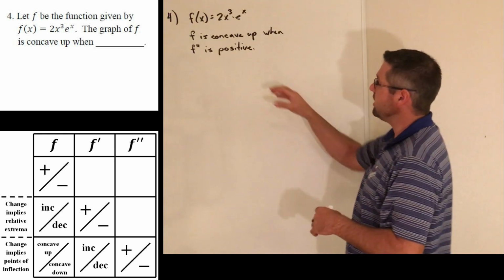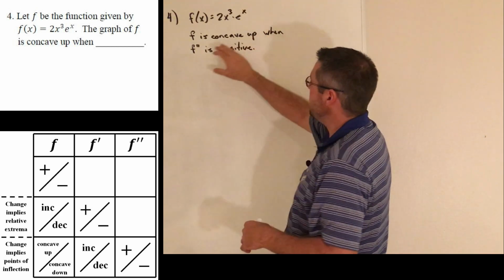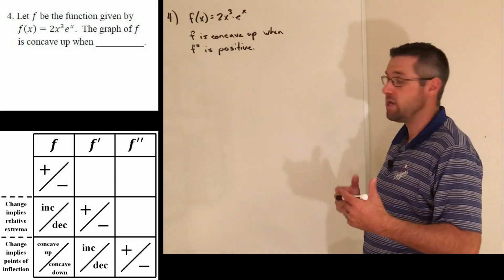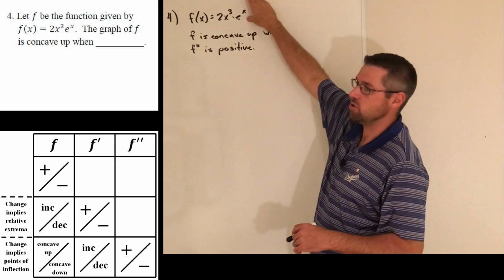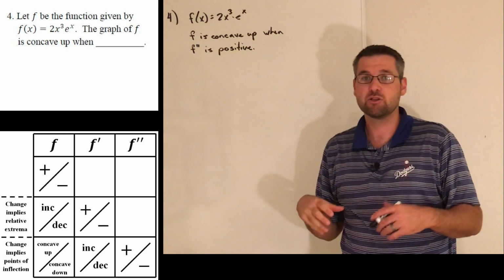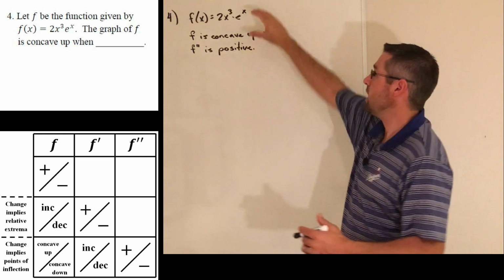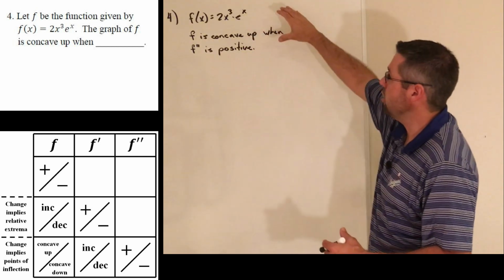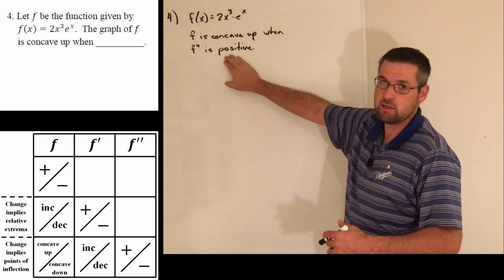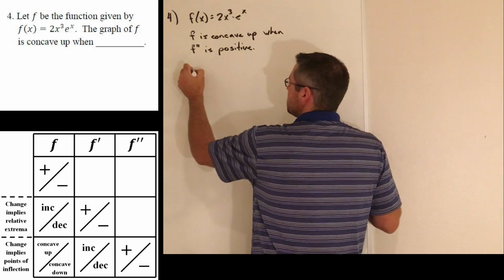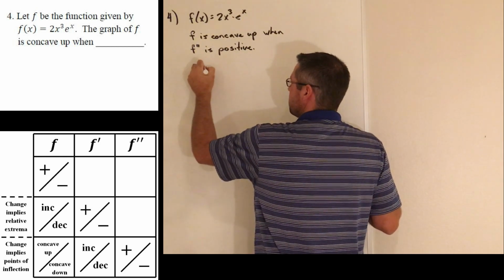And we could say f is concave up when f prime is increasing. The problem with looking at it that way is that we're given a function, and so we can't just look at a function and know when it's increasing analytically. We can know when a function is positive analytically. So we want to get to the f double prime graph, and so we're going to have to first take the first derivative.